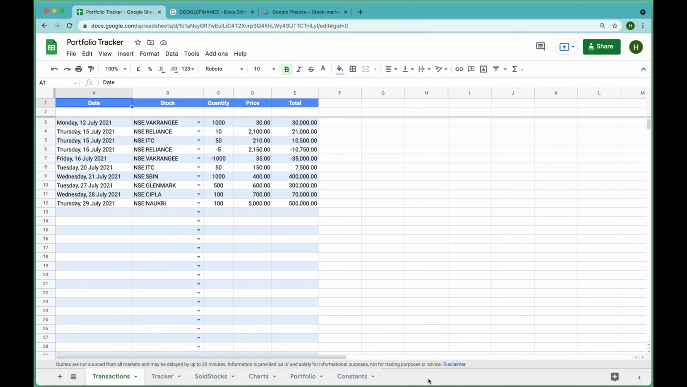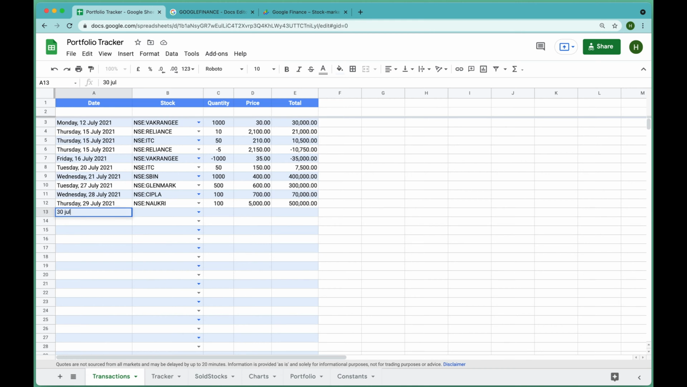Hi everyone. So today we'll be looking at a portfolio tracker that I created to track my portfolio across multiple Demat accounts. You can use this tracker to track multiple portfolios of multiple users across multiple trading accounts. The first sheet is basically the transactional data. You need to fill the first 4 columns manually as per your transactions.